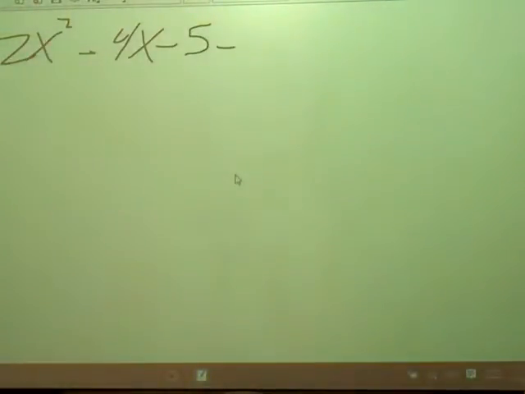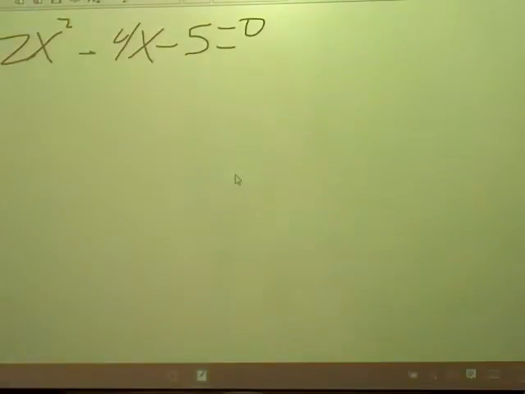This one says 2x squared minus 4x minus 5 is equal to 0. So we already failed our checklist. 2 is not a perfect square, so I need to change that 2 to something that is a perfect square, like a 1.